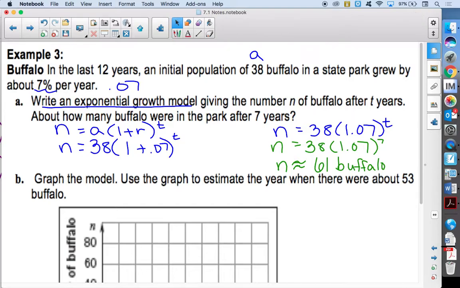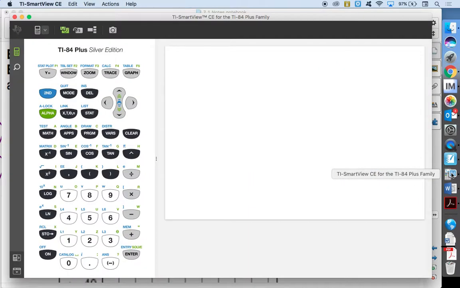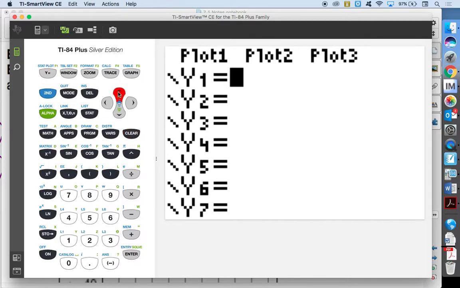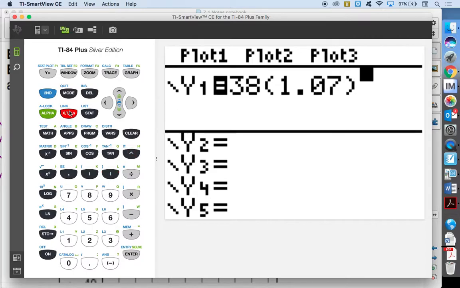So now, still with this handy-dandy calculator, we're going to take the equation with the exponent of t and see if we can graph it. So if you go to your calculator and the y equals, we've got 38, 1.07 to the exponent of, we'll use an x instead of a t.